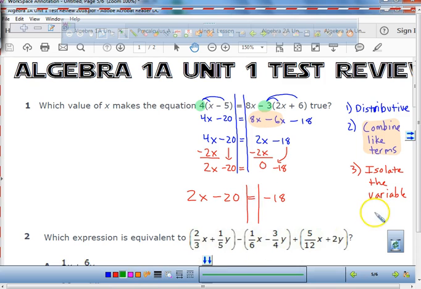What do I gotta do now? Not yet. You gotta get rid of that -20. So what am I gonna do to both sides? Add 20. Add 20 to both. I'm gonna add 20 to this side. I'm gonna add 20 to this side. You're almost done. What do I have on the left-hand side now?